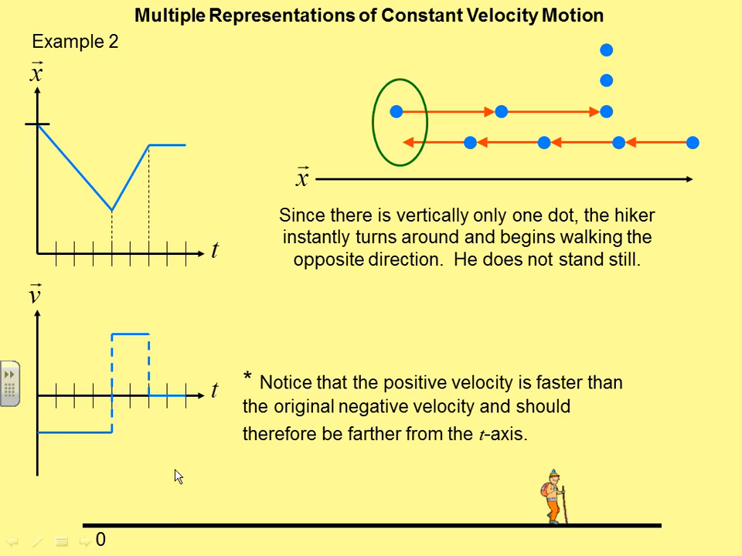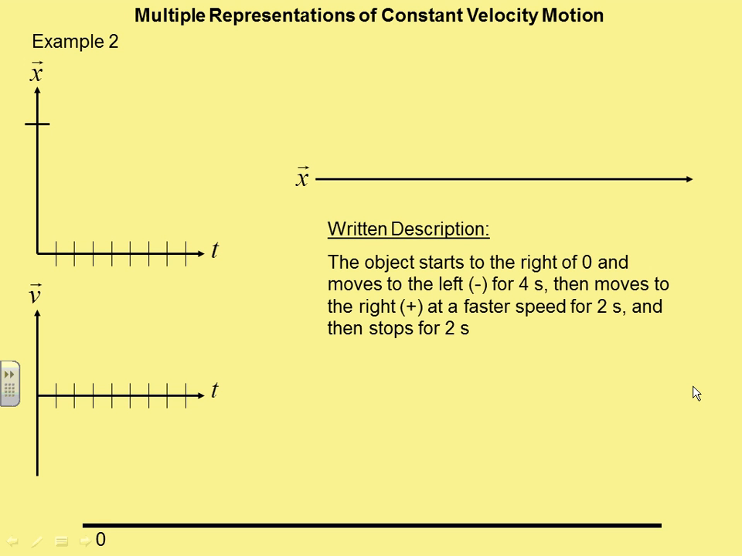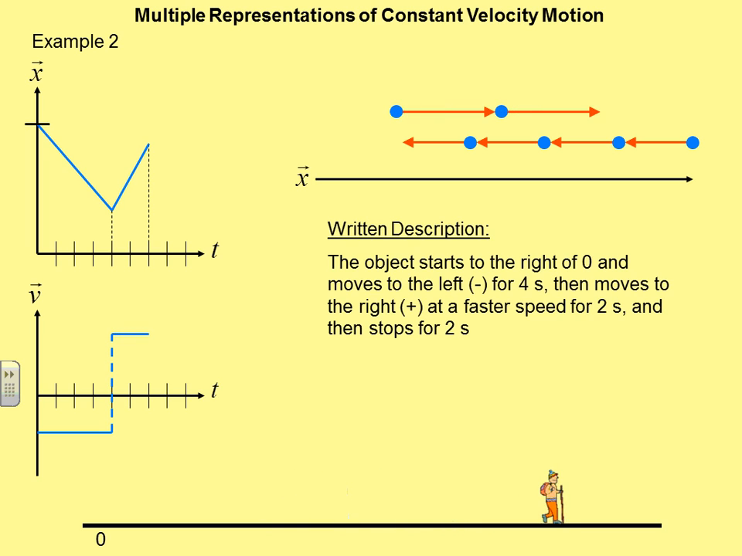Okay, words. The object starts to the right of 0, moves to the left or negative for 4 seconds, then moves to the right or positive at a faster speed for 2 seconds, and stops for 2 seconds. So let's put this motion all together now. Moving slowly to the left for 4, not quite getting to 0, turning instantly around and moving faster, and then stopping for the last couple of seconds to the left of where he started.